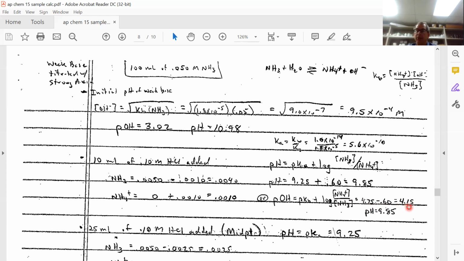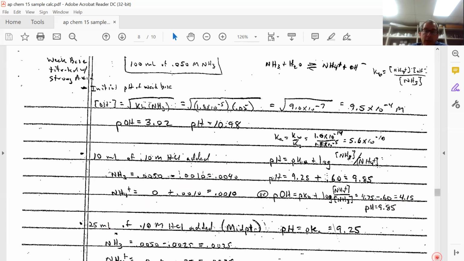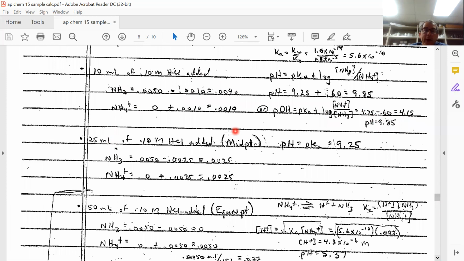I get a pOH of 4.15, or a pH of 9.85. As I keep going in the titration, eventually I reach the midpoint, where I have 0.025 moles of HCl added, and that converts half of this 0.0050 to NH4+. So half of it is NH3, half of it is NH4+.